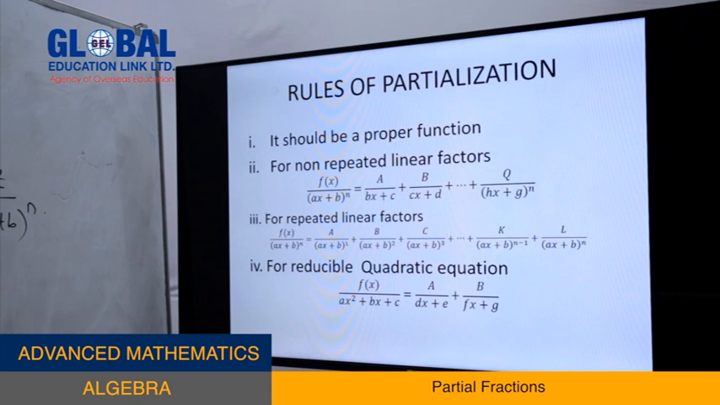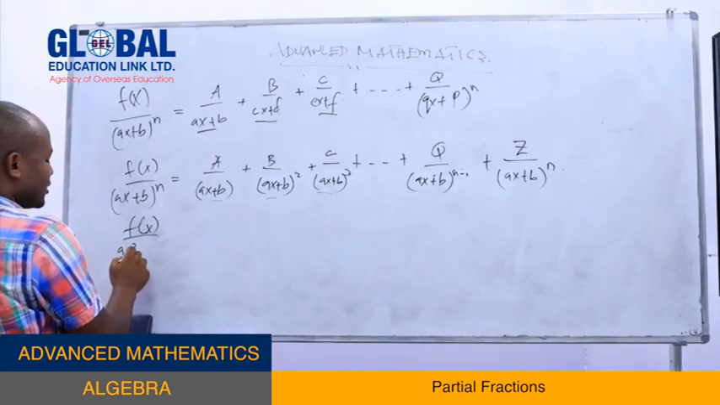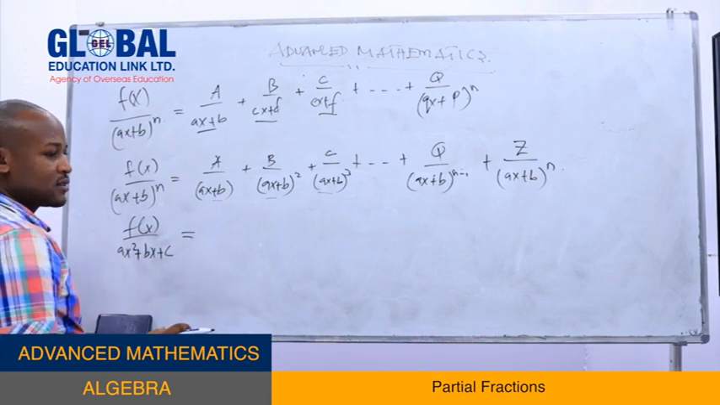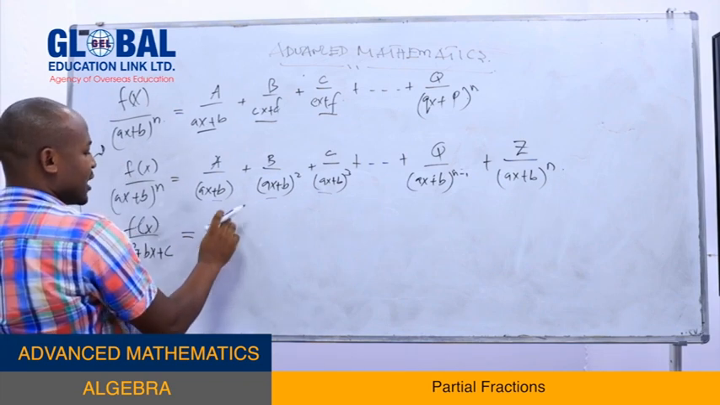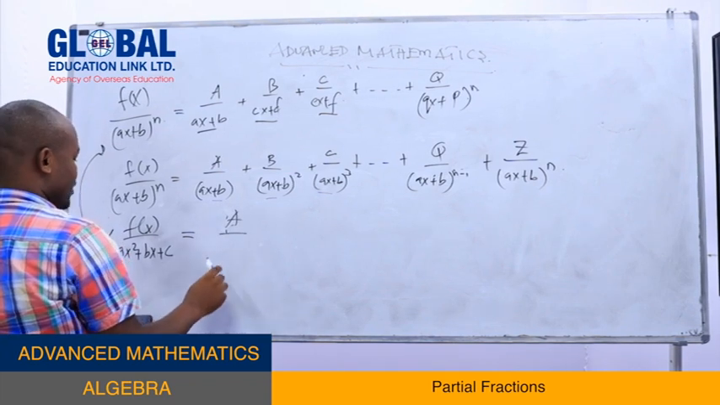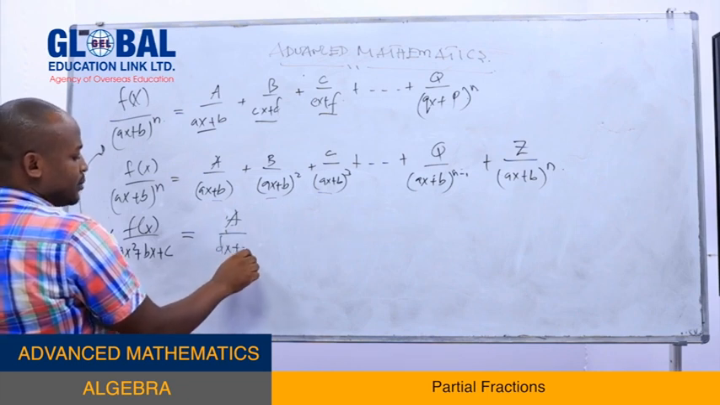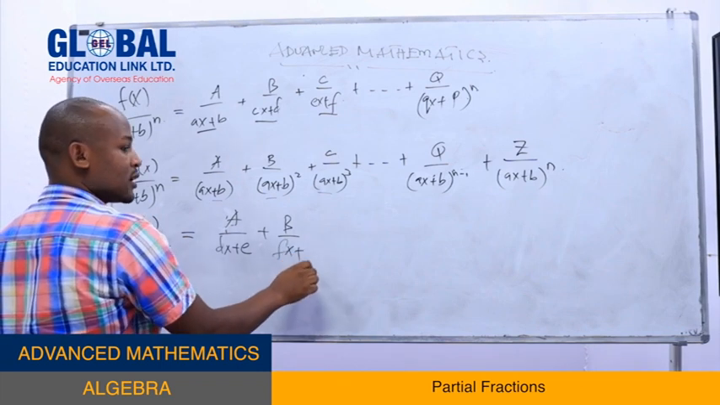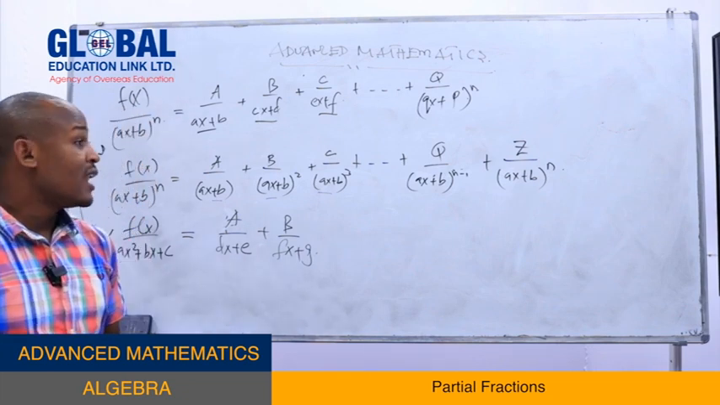The next rule is for a reducible quadratic. Now we have a quadratic function, let's say f of x equals ax squared plus bx plus c, and this can be reduced to its factors. Then we shall have A over the factor (dx plus e), plus B over (fx plus g). So those are the four rules.